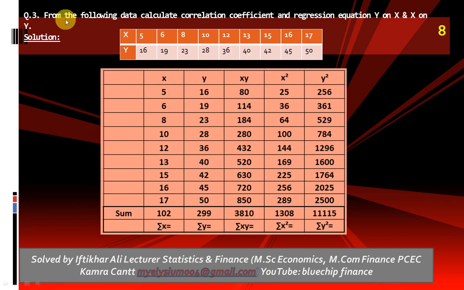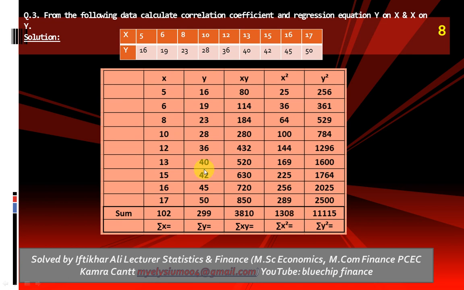Question number 3: from the following data, calculate correlation coefficient and regression equation y on x and x on y. We need 5 different calculations: sum of x, sum of y, sum of xy, sum of x square, sum of y square. Sum of all these calculations are given here: 102, 299, 3810, 1308, 11115.